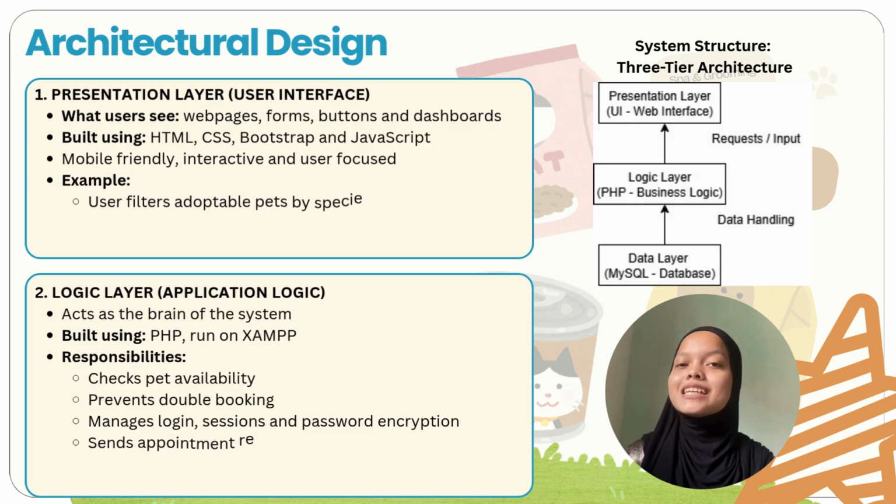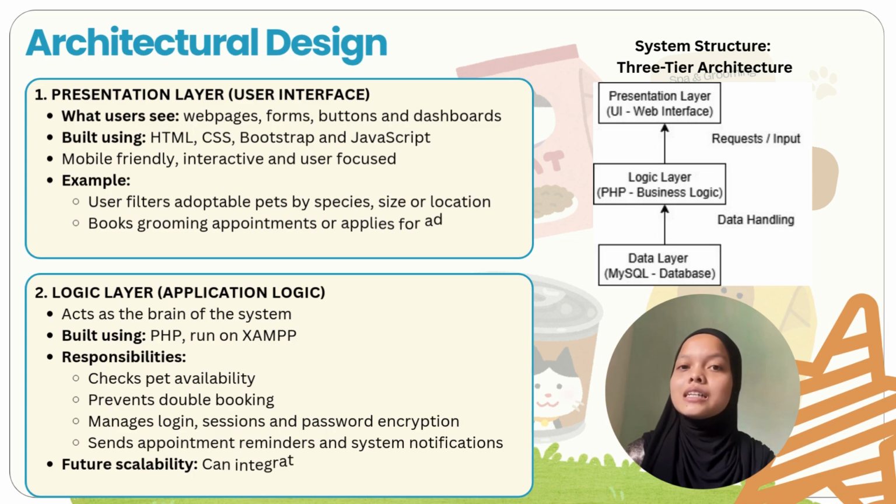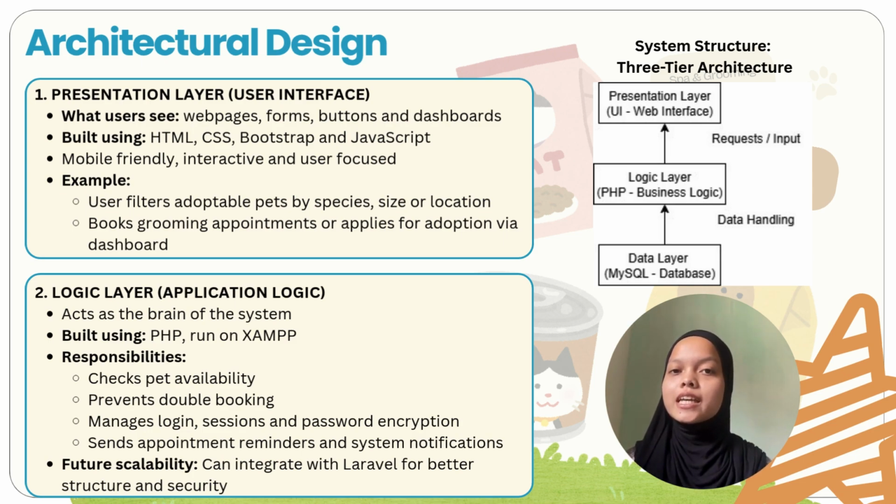Let's start with the presentation layer. This is what users see when they interact with the system: the web pages, forms, buttons, and dashboard. Whether someone is booking a grooming appointment or viewing a pet profile, all of that happens here. We built this layer using HTML, CSS, Bootstrap, and JavaScript. It is designed to be mobile-friendly, interactive, and user-focused. For example, a user browsing for adoptable pets can use filters like species, size, and location to narrow their search quickly.